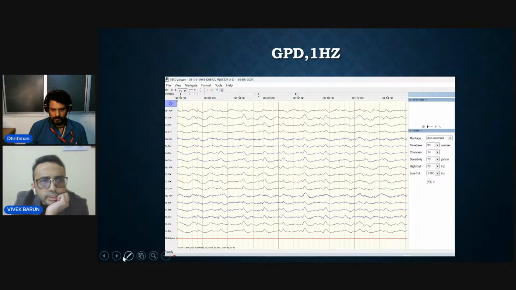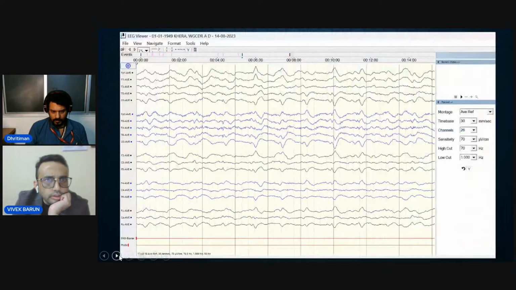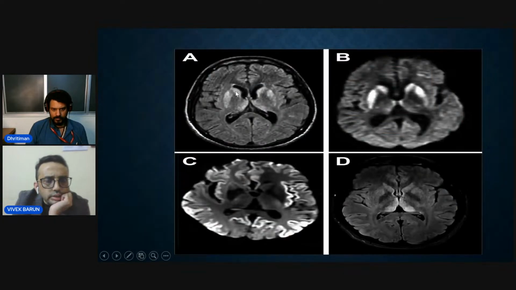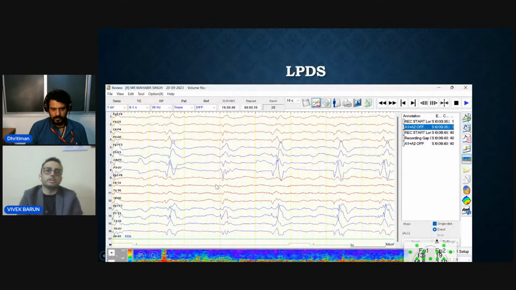This is a case of a patient who had CJD. And this is the MRI, showing the cortical ribboning, the hockey stick sign, and hyperintensities of the basal ganglia showing diffusion restriction. Again, this is LPD, not generalized periodic discharge. Why? Because the amplitude is always higher on the left side as compared to the right side, although we can see some activity on the right side also. This patient had GBM, and this is the EEG.